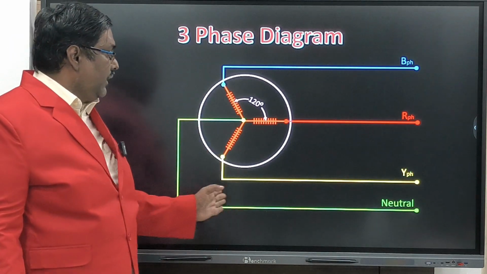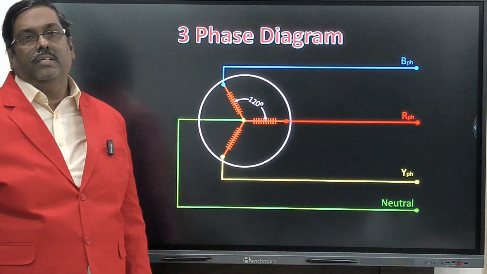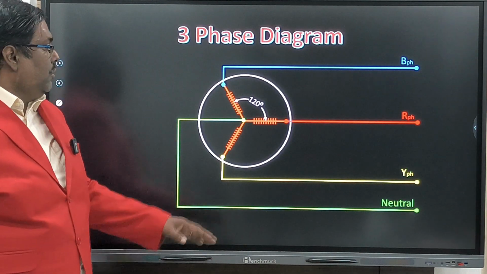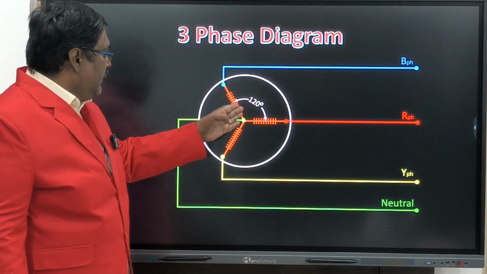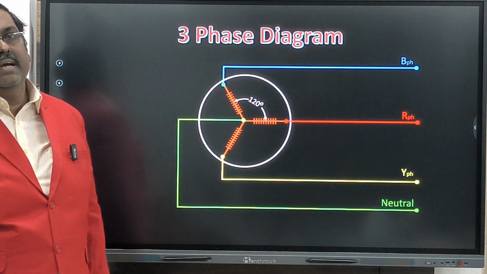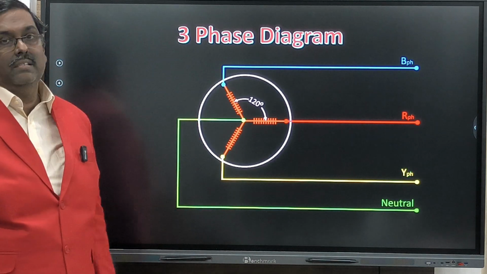So the neutral line, if you take it, will be 0 volt. There is no volt. We can take it as a reference. Got it? So whatever current is passing here, you can return back through the neutral. That is the idea. This is called a 4-wire system.